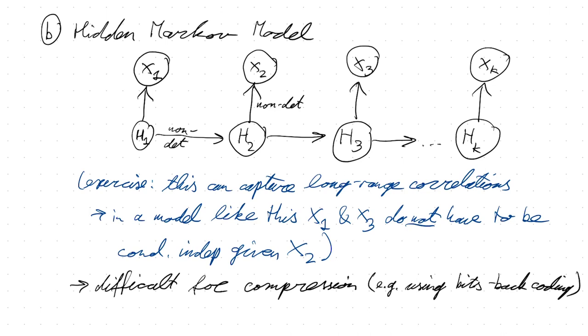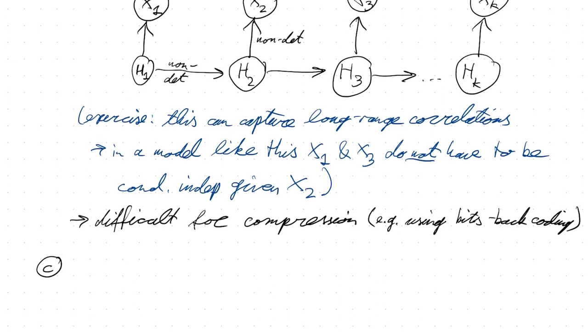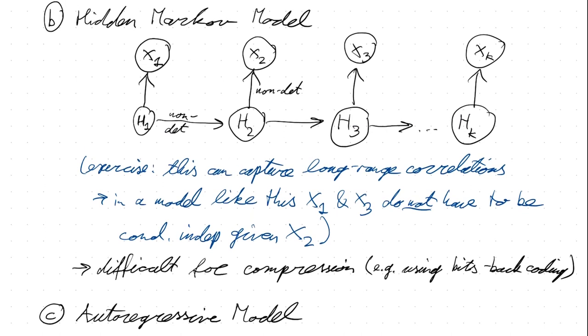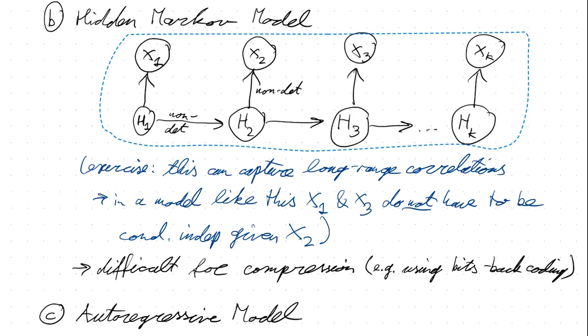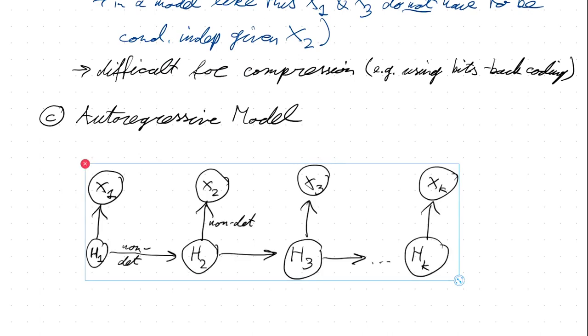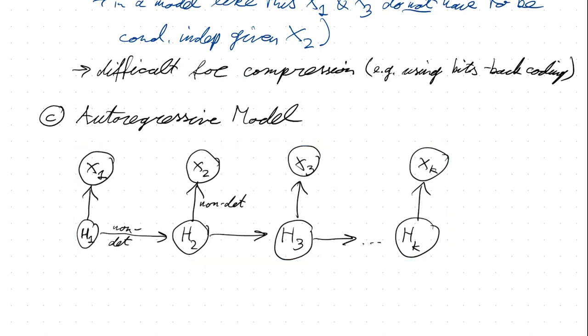But there is a third option, and this is the one that you follow in the problem set, and that is what's called an autoregressive model. So an autoregressive model is somewhat similar to a hidden Markov model. So let me actually copy parts of this. But what you now have in an autoregressive model, you deviate from a hidden Markov model in two ways. First, these steps for the hidden states actually become deterministic now.